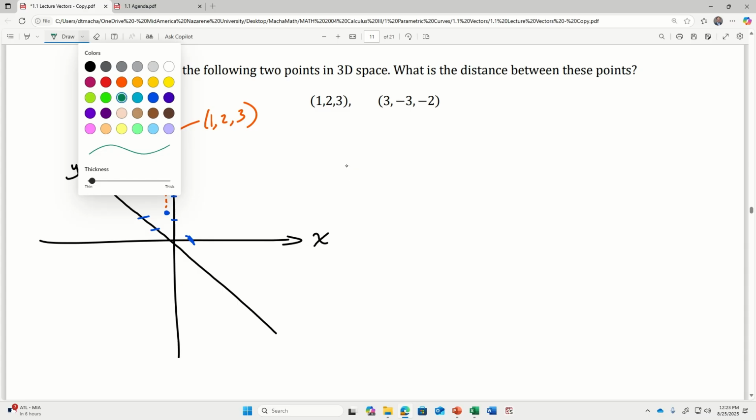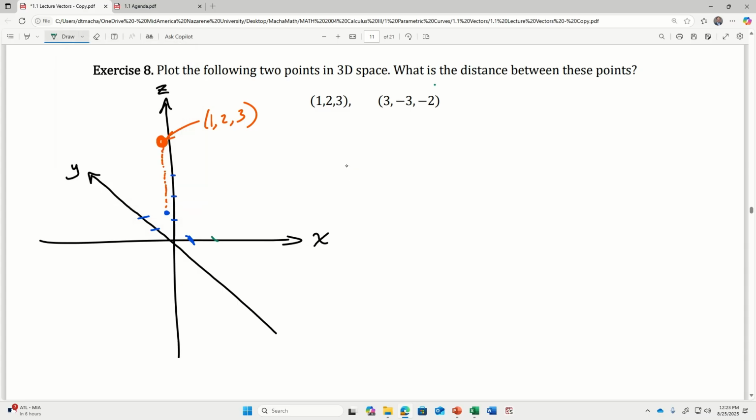And then for the other one, looks like we need to move 3 in the x direction, negative 3 in the y direction. So we get a point like right here on the xy plane. But then now we need to go negative 2 in the z direction. And that lands us like right here.